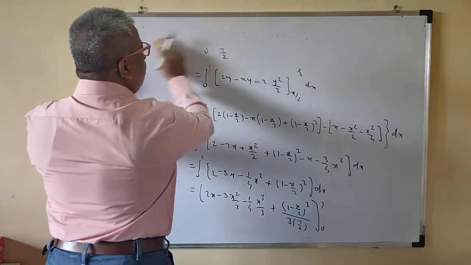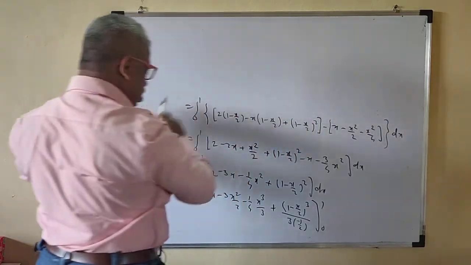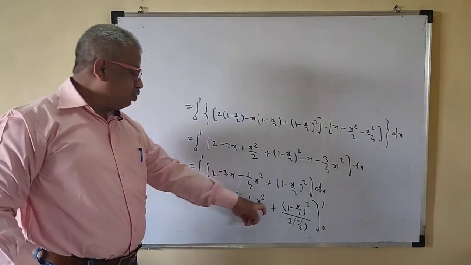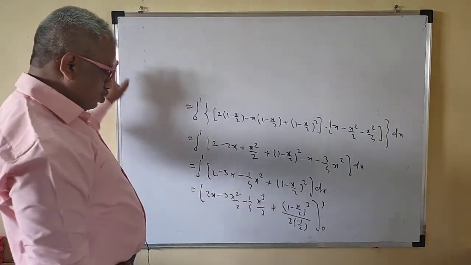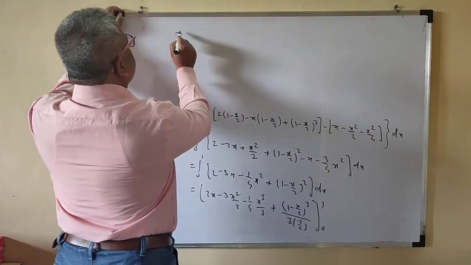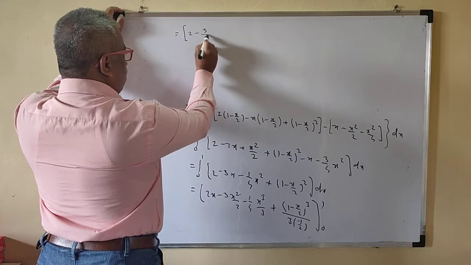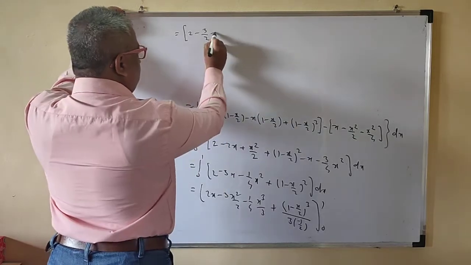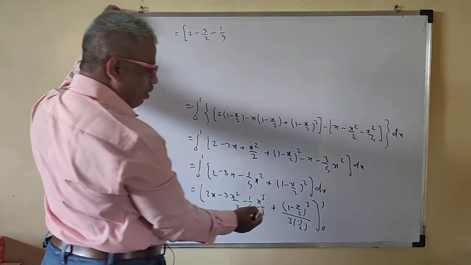If you put x is equal to 0, see that this part is only 0, but this will not be 0. So you have to put x is equal to 0 now. We'll put x is equal to 1 now directly. We'll put x is equal to 1. So this is 2 minus 3 by 2 minus 1 by 4. So if you put x is equal to 1 here, this is half.